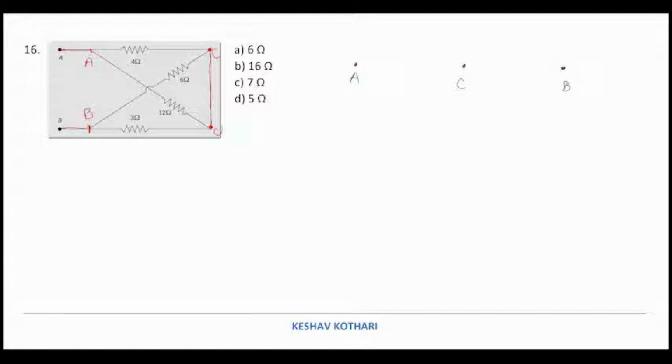I have the following resistances. One is 4 ohm. The other one between A and C is 12 ohm. Now between C and B, there are two resistances, 6 and 3. So there is 6 ohm and the other one is 3 ohm.